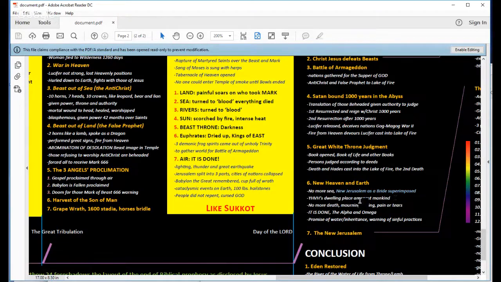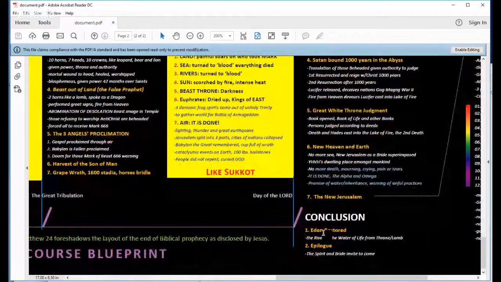So no more death, it says. There it is: no more death, mourning, crying, or tears. It's done, it's finished, it's over with. History is over at that point. So the conclusion is Eden is restored, and the invitation is for everyone to come.